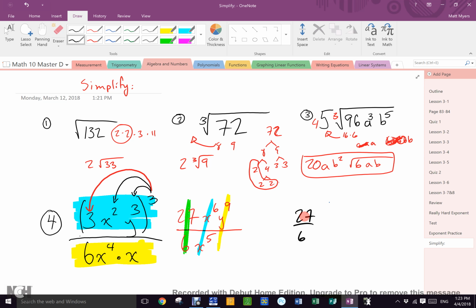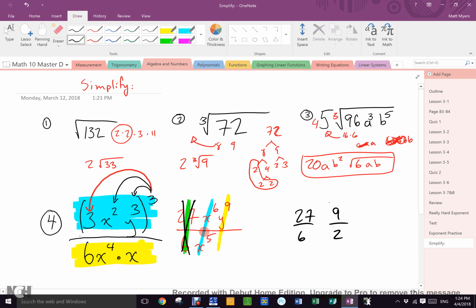Find the greatest common factor, which is what? 3. How many 3's fit into 27? 9. How many 3's fit into 6? 2. Excellent. 9 and 2. They are done. Now what do I do with 6 and 5 with my x's?